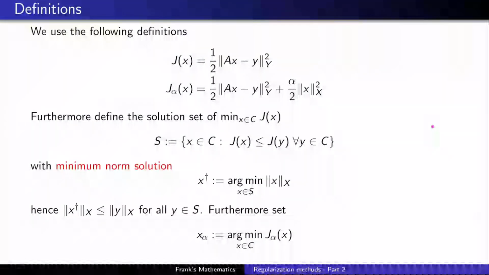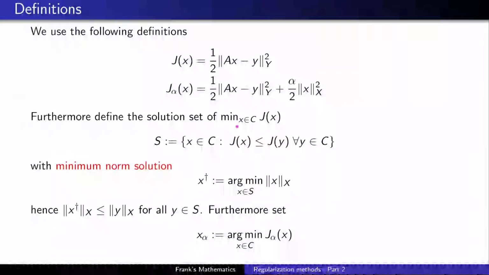So in the following, we will use the following definitions. They have been on the slides before, but I just want to pinpoint them here. So J is our unregularized optimization problem. J alpha denotes our regularized optimization problem. And we will need the so-called solution set of the unconstrained optimization problem, which is denoted by S. So S just contains all solutions of this minimization problem here.